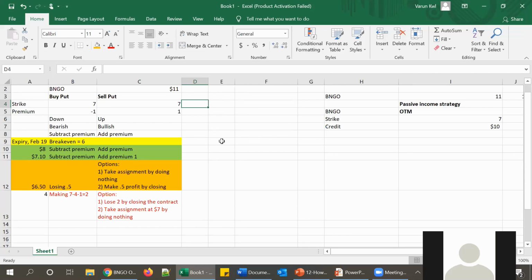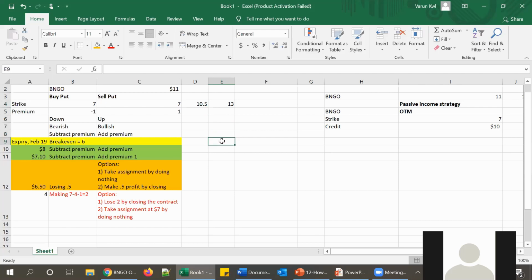Like around 10.5 or so. 10.5. What about having it at 13? Which one will have a higher probability of assignment as a seller? Yeah, 13 might be more. So the more you go in the money, the more chances there are of getting this particular stock assigned to you. And that is the concept I wanted to cover today.